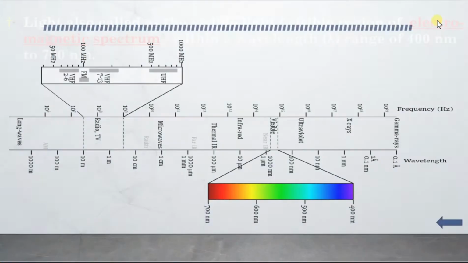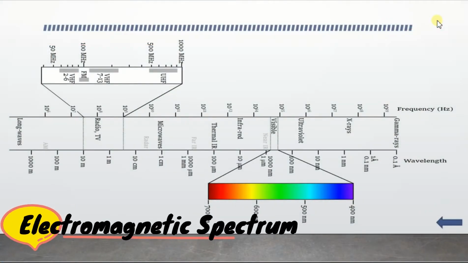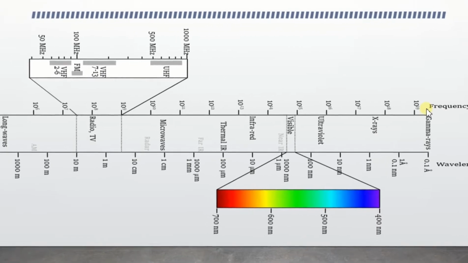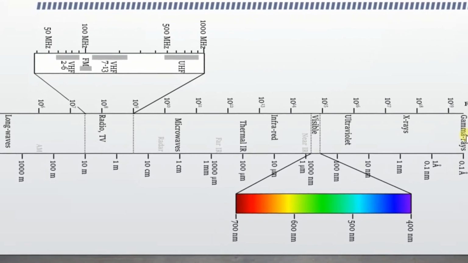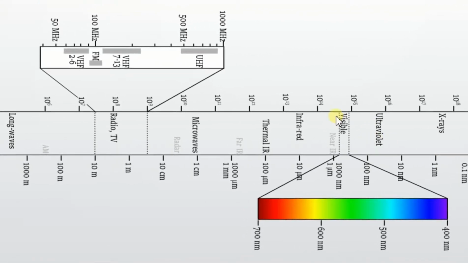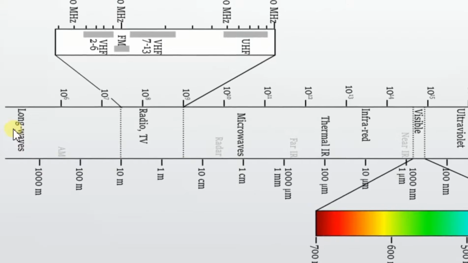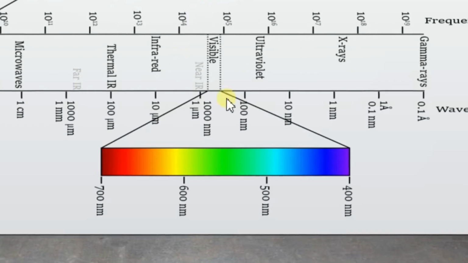So this is an image of the electromagnetic spectrum, where I am giving the values, the frequencies and wavelengths of different parts of light that we are able to get. In this spectrum, you are able to see different kinds of things: gamma rays, X-rays, ultraviolet, visible, infrared, thermal, microwaves, radio, TV, long waves. So these are the different parts of the electromagnetic spectrum.